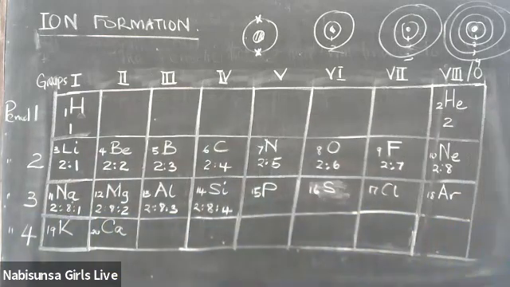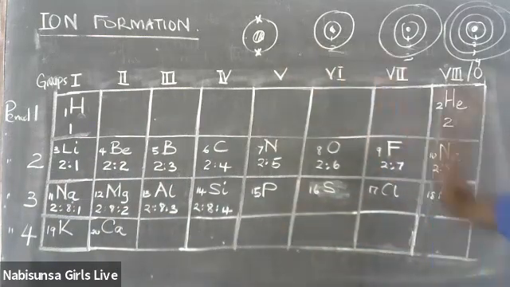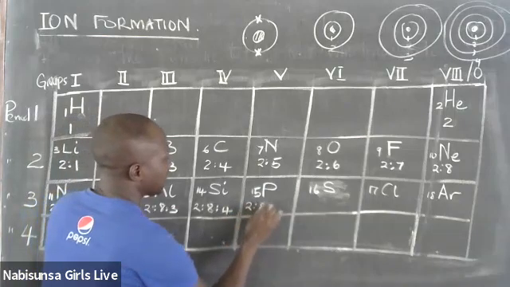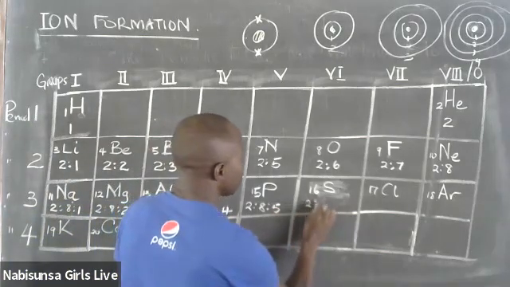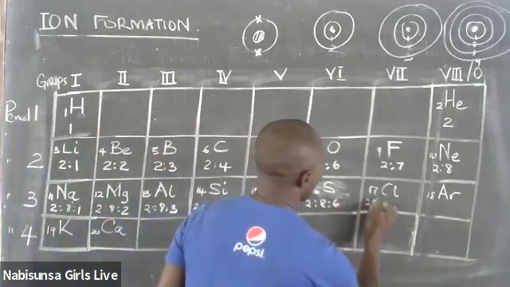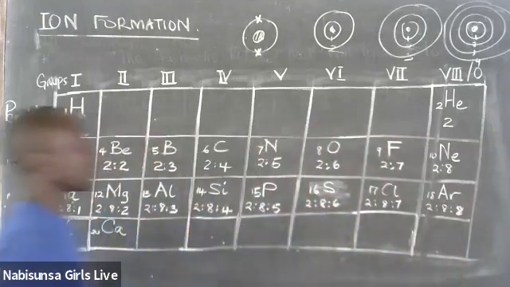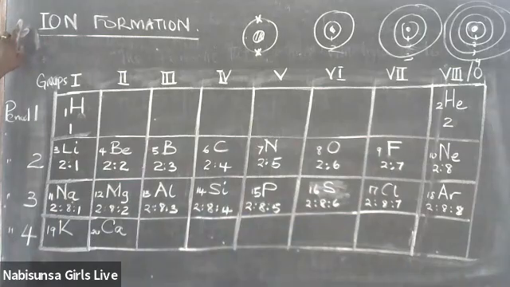In the work that I will send you, you'll go from merely writing to also drawing diagrams. So phosphorus 15, it is 2, 8, 5. Sulfur 2, 8, 6. Wonderful. Chlorine 2, 8, 7. And for argon 2, 8, 8. That is good. I'm preparing you for this.